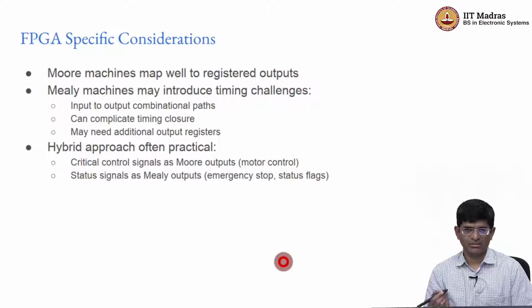Which means that in practice very often a hybrid approach is suitable. Critical control signals you would probably prefer to have as Moore outputs, whereas certain things such as the status flags and emergency stops and so on are more likely to be Mealy outputs.